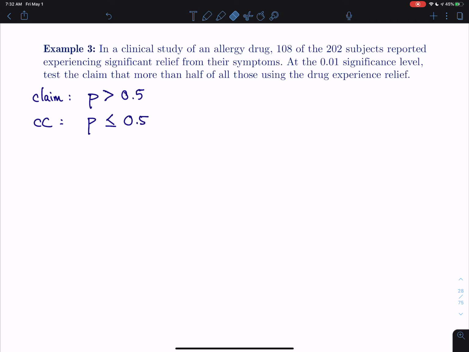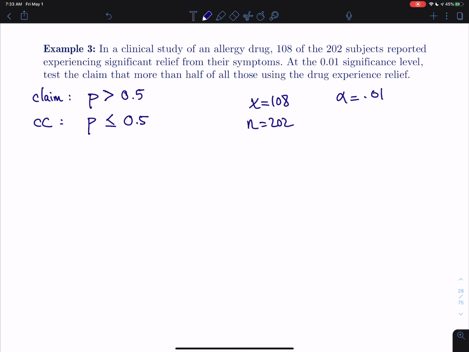Then we write the information here. X is 108. Of course, p hat is not given to you, so we're going to have to find it. N is 202. Your significance level alpha is 0.01, and we're trying to test the claim with that significance level. I usually call this step 0, because that's where we write the given information in the exercise.